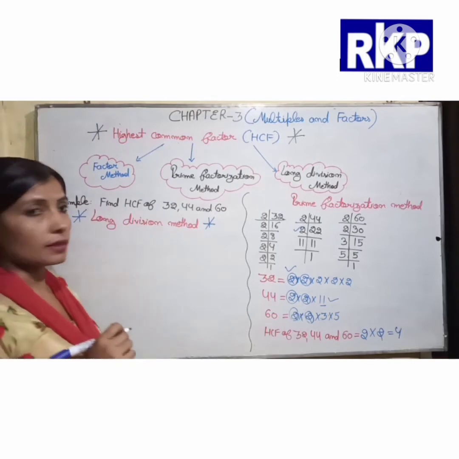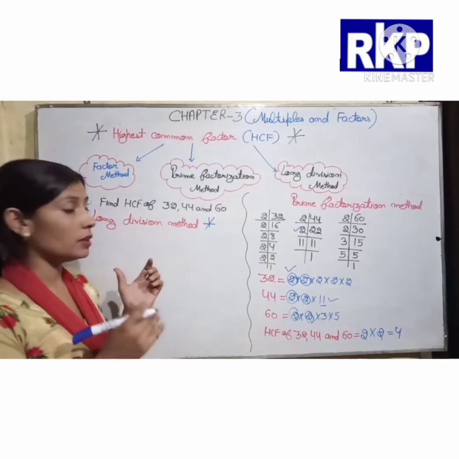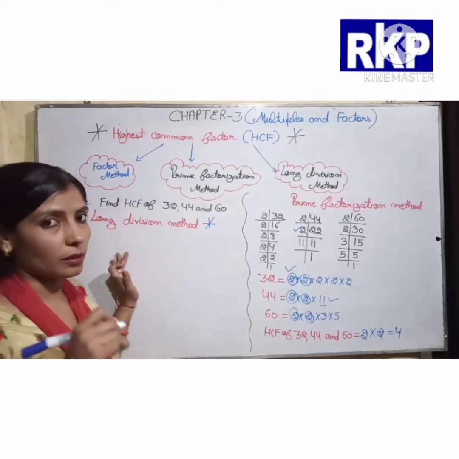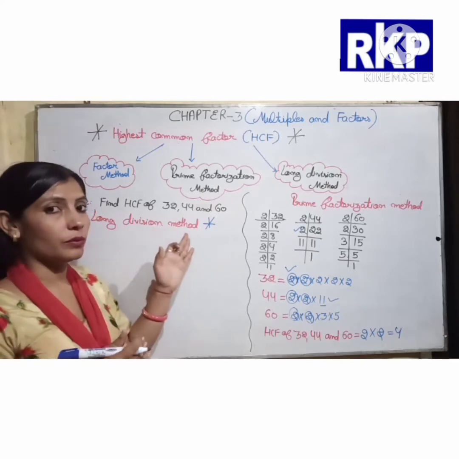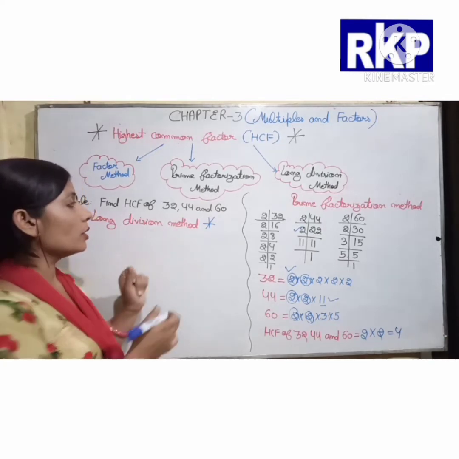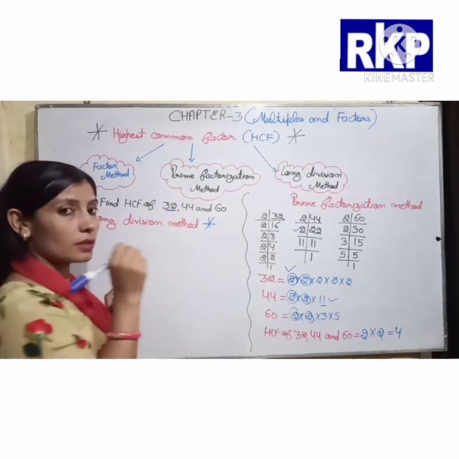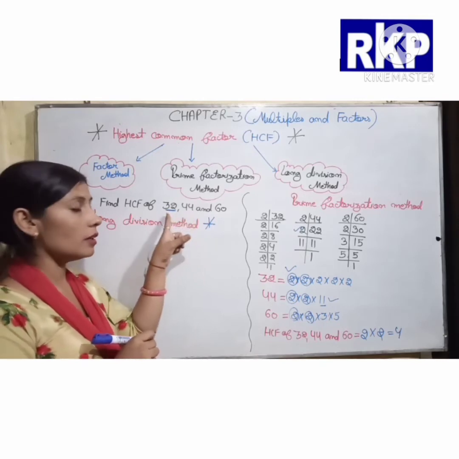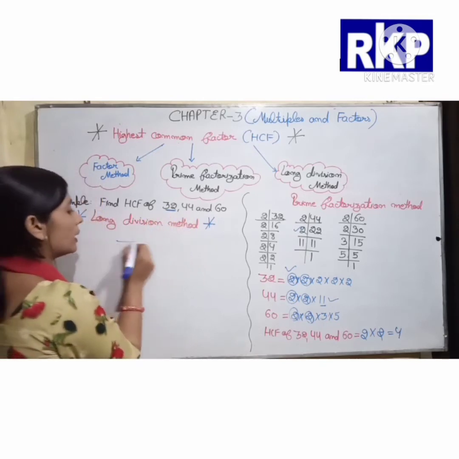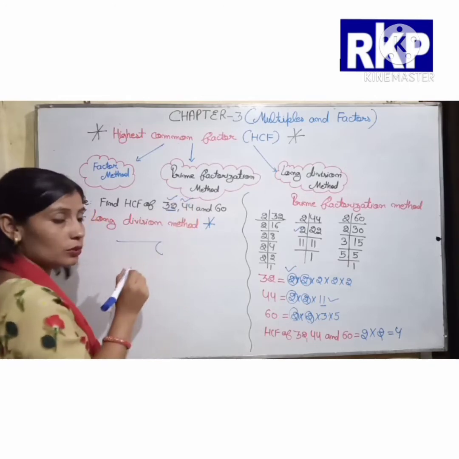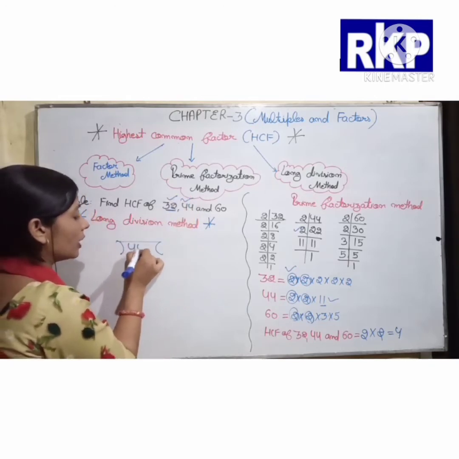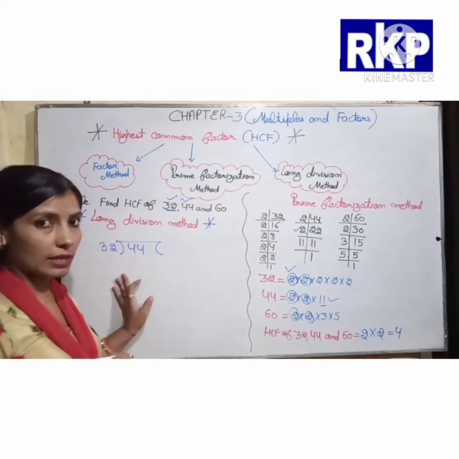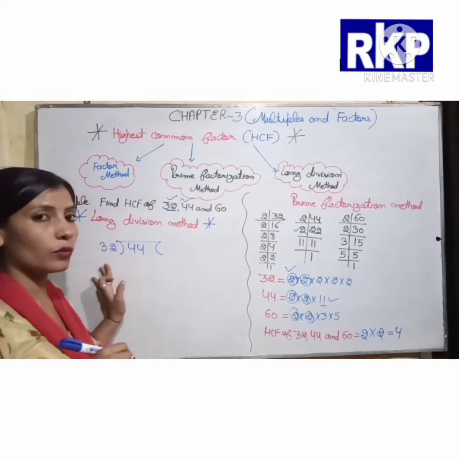Now students, let us see the same example with long division method. According to this method beta, we have to divide a number with another number. Here we have 32 as the smallest number, so we will divide the next number with 32. So let us take 44 and 32. Here we have to write 44 as a dividend and 32 as a divisor. Now we have to divide 44 with 32.